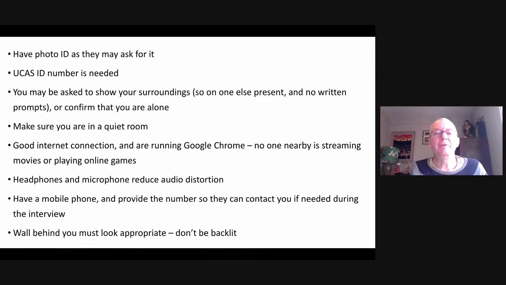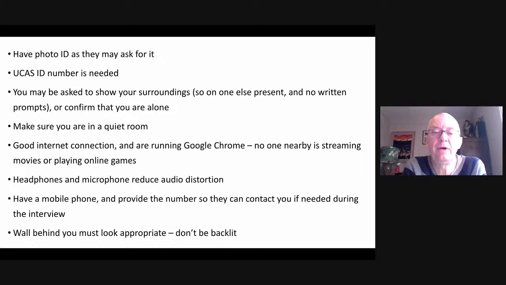There's quite a long list here. You can review these later, but do have your photo ID with you because they might ask to see your passport or driving license, and your UCAS ID number, make sure you've got that. They may ask you to pick up your laptop and show around the room to make sure you haven't got 3 doctors and a nurse sat behind you shouting out answers. Make sure your room's nice and quiet. You don't want your dog bounding in with muddy feet coming in from the walk. Good internet connection, of course.